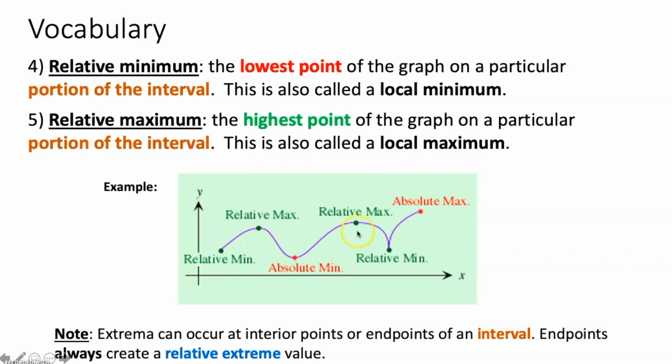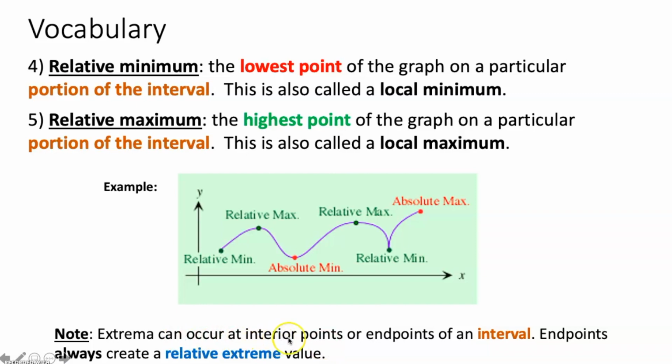So if we look at this example down here, you can see some examples of relative mins and relative maxes. Now note the lowest point or the lowest y value that the function reaches, that is going to be your absolute minimum. The highest point or the highest y value that your function reaches, that's your absolute maximum. But relative mins and maxes are just the highest or lowest y values on certain intervals or portions of the graph.